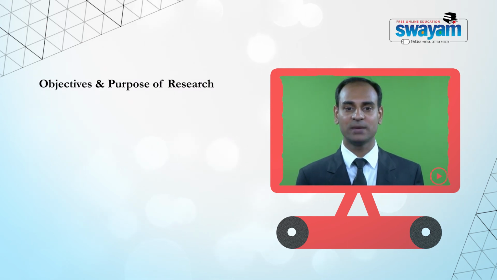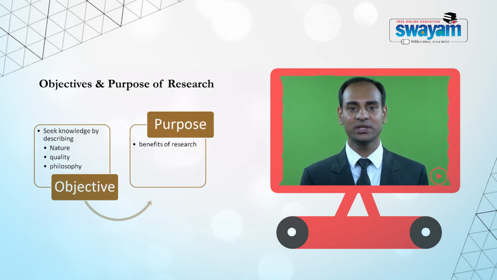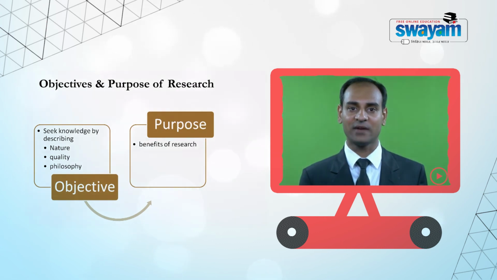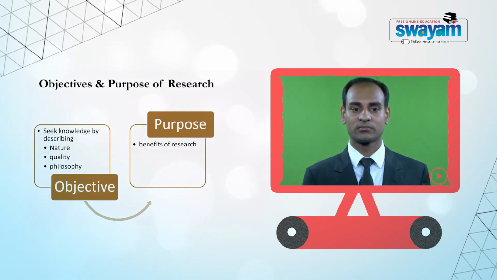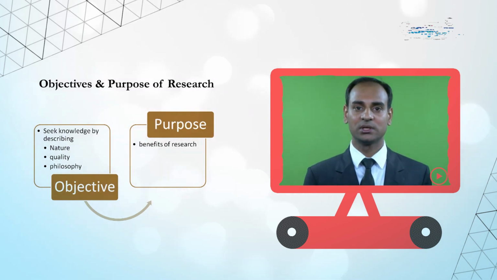It is necessary to make it clear and distinguish between two terms which are usually and repeatedly used with every research, that is the objectives of research and purpose of research. Objective of research and purpose of research are not the same. Objectives have different working and purposes have different results. Objective of any research is to seek the knowledge by describing the nature of research, quality of research, or philosophy or the principle of research.